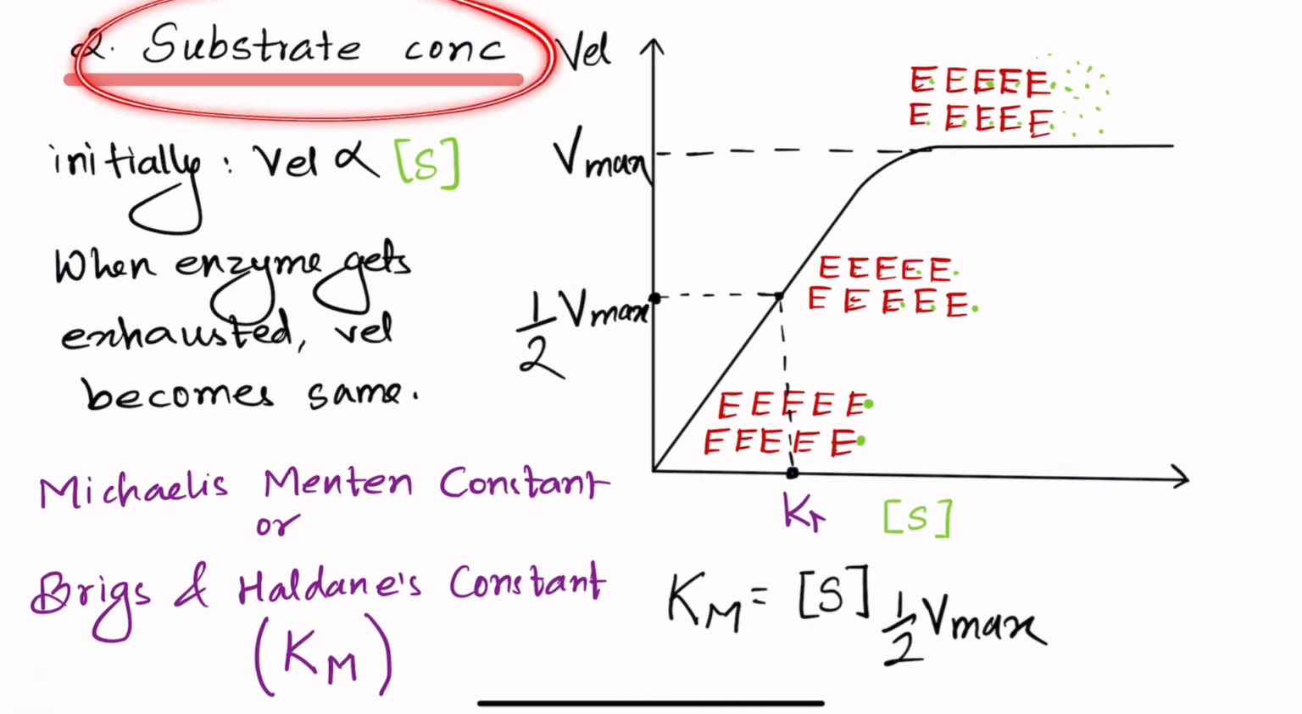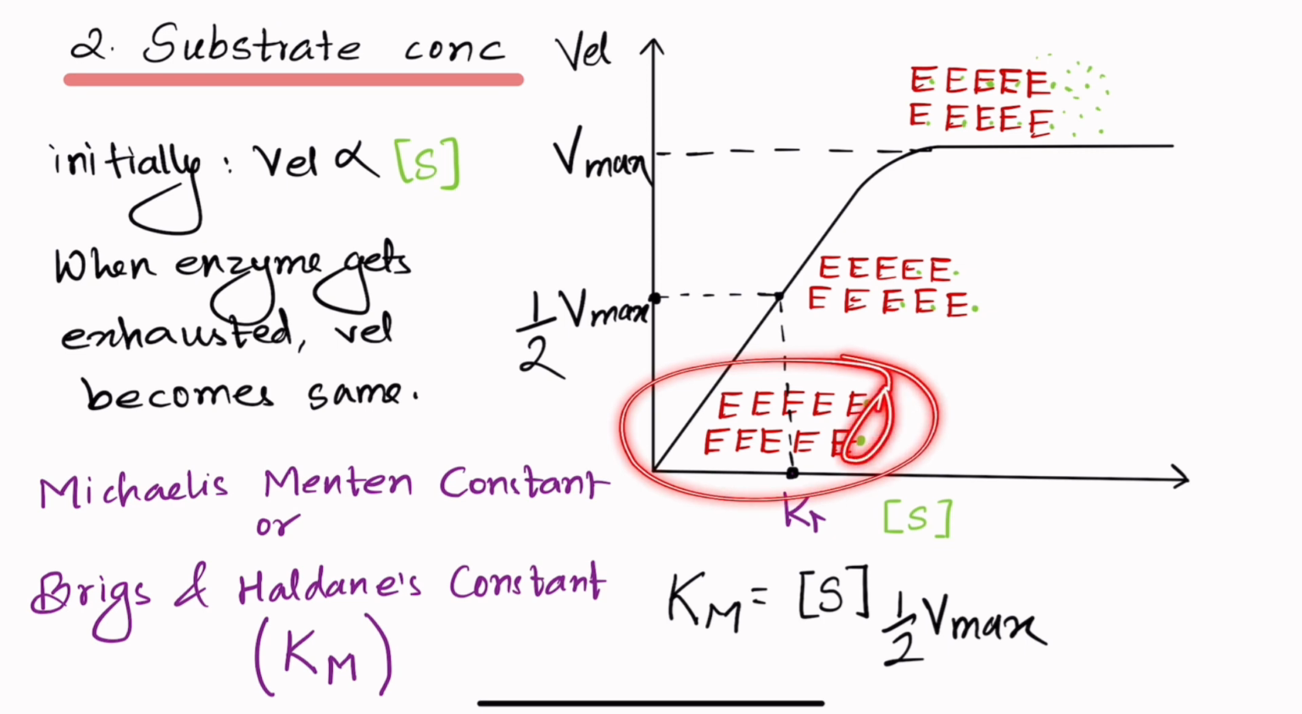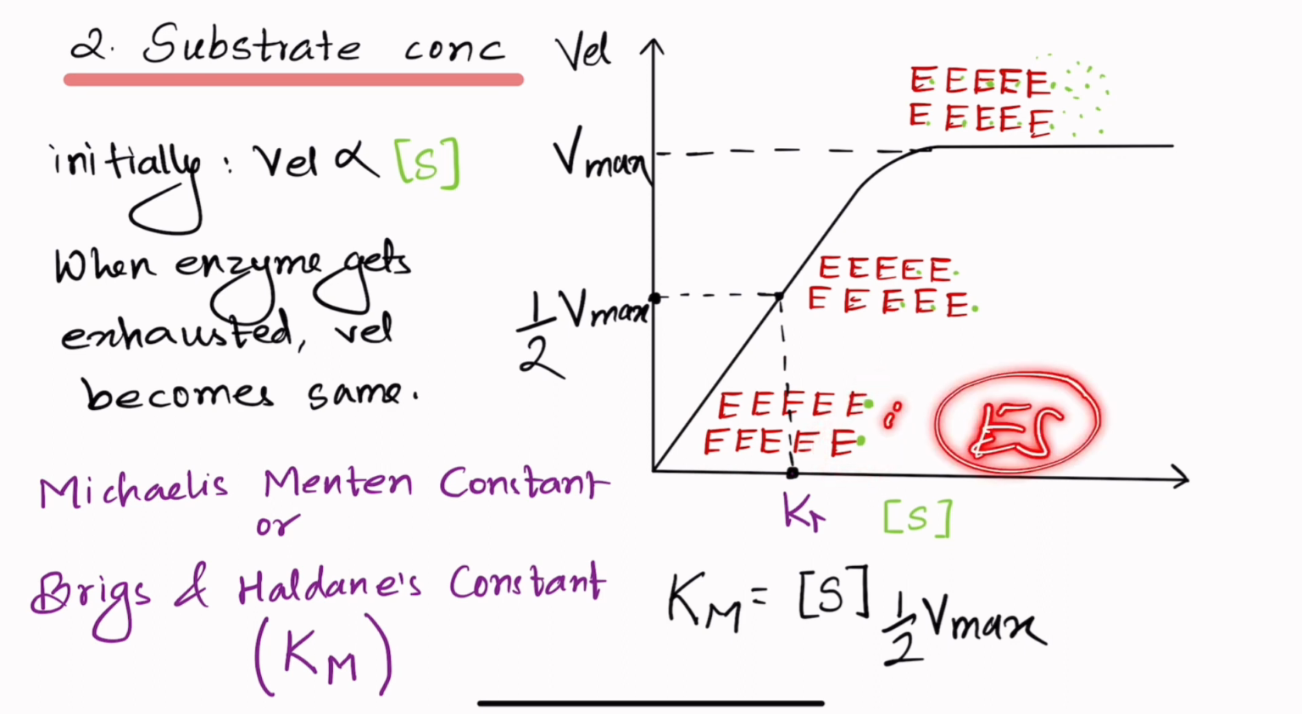Second is substrate concentration. Initially, with the increase in substrate concentration, the velocity of the reaction increases as well. However, a point comes when the velocity of the reaction becomes constant even upon increasing the concentration of the substrate. Initially, when the substrate concentration or the number of substrate molecules is less than the number of enzyme molecules, the enzymes combine with substrate to form enzyme substrate complex, and as the number of substrate molecules increases, more enzyme substrate complex are made and the velocity becomes higher as well.